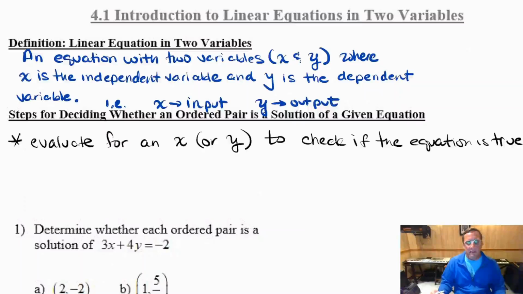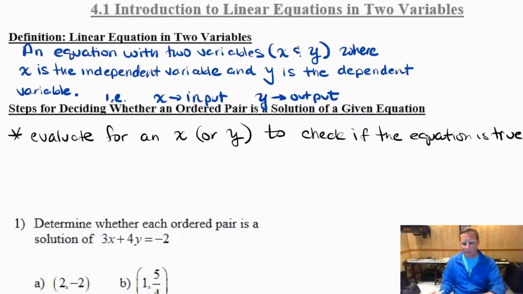And I've got the definition there written, so you guys can pause and write that down, and the steps for determining whether an ordered pair is a solution, which is essentially just checking your answer. You're just checking to see if both sides are true. If both sides are true, then you have a solution. If not, obviously it's not a solution.